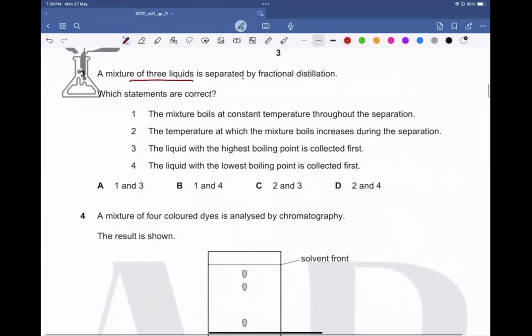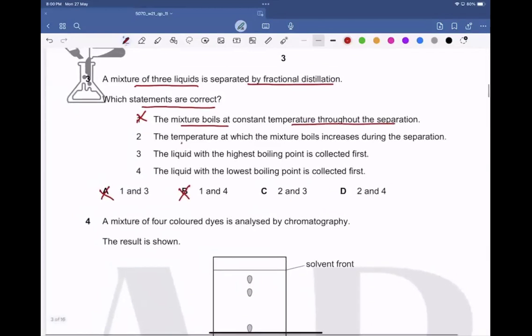A mixture of 3 liquids is separated by fractional distillation. Which statement is correct? 1: The mixture boils at constant temperature throughout the separation. No, not at all. 1 is not correct. And if 1 is not correct, then A and B go wrong. 2: The temperature at which the mixture boils increases during the separation. Yes, this is what happens. So 2 is the correct statement.